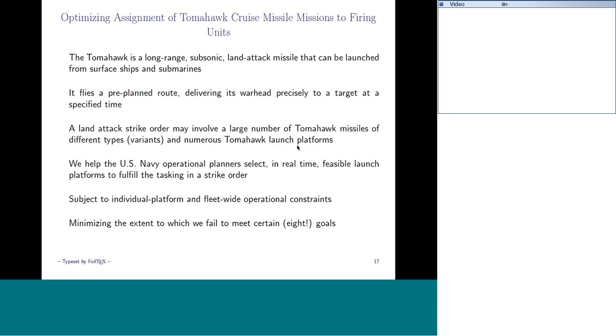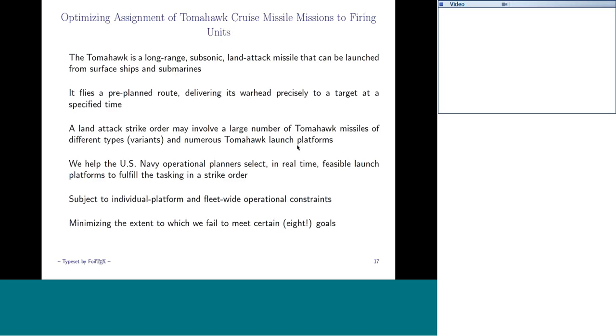So the fourth kind of topic in terms of finished topics that I have to talk about is the Navy topic. So we've done Army and Air Force and Coast Guard. Now we're up to Navy, optimizing the assignment of these Tomahawk cruise missiles to both surface ships and submarines.